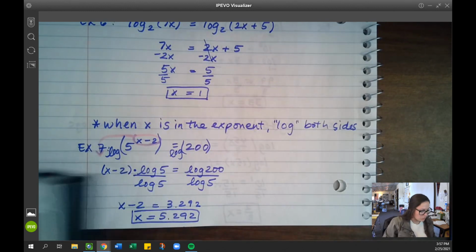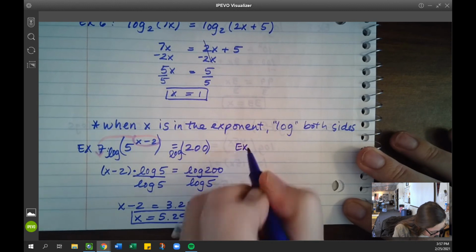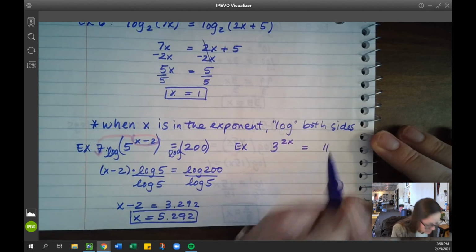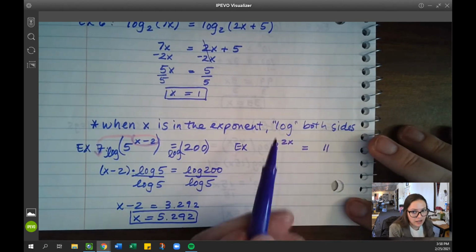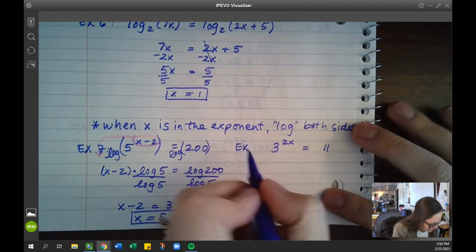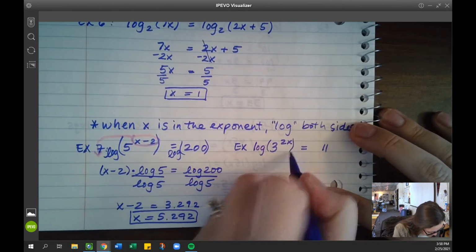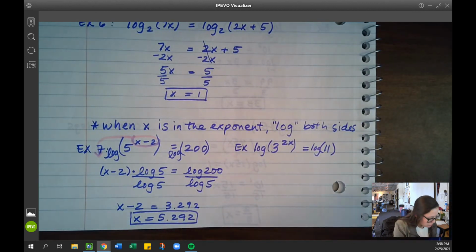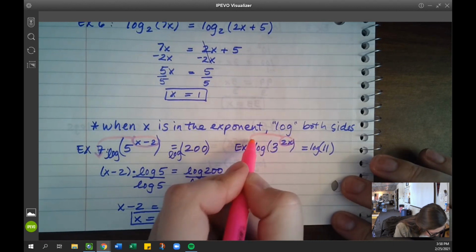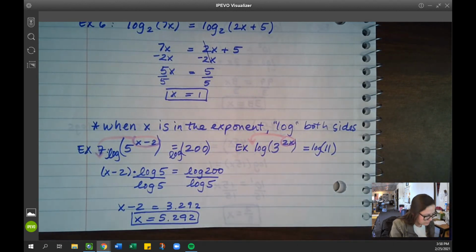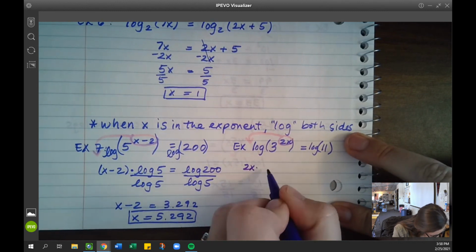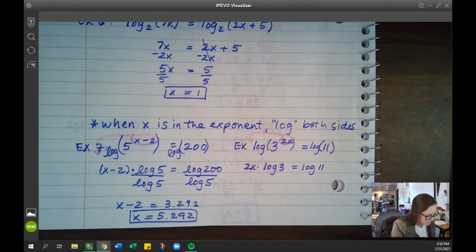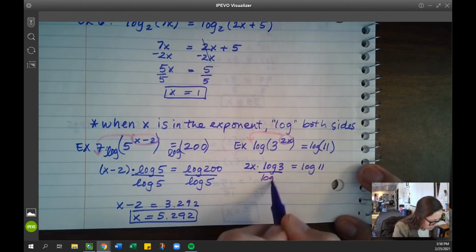So let's try one more like that. Let's say I have 3 to the 2x equals 11. What am I going to do? I'm going to log both sides. Then I'm going to move the exponent, that's our power rule, to the front. So I have 2x times log 3 equals log 11. Now I'm going to divide both sides by log 3.